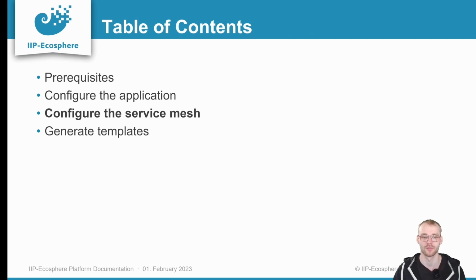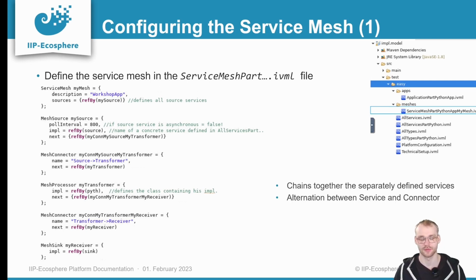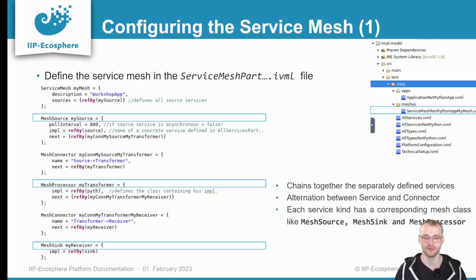How do we configure a service mesh? Like I've mentioned, it defines a directed graph data flow. We first start with a name for the service mesh, so service mesh my mesh, and then start chaining together our services. This is done by alternating between a connector and a service each time, so we can see we have my source, my connector, my source transformer, my connector, my transformer, my receiver. So we alternate between these two steps.